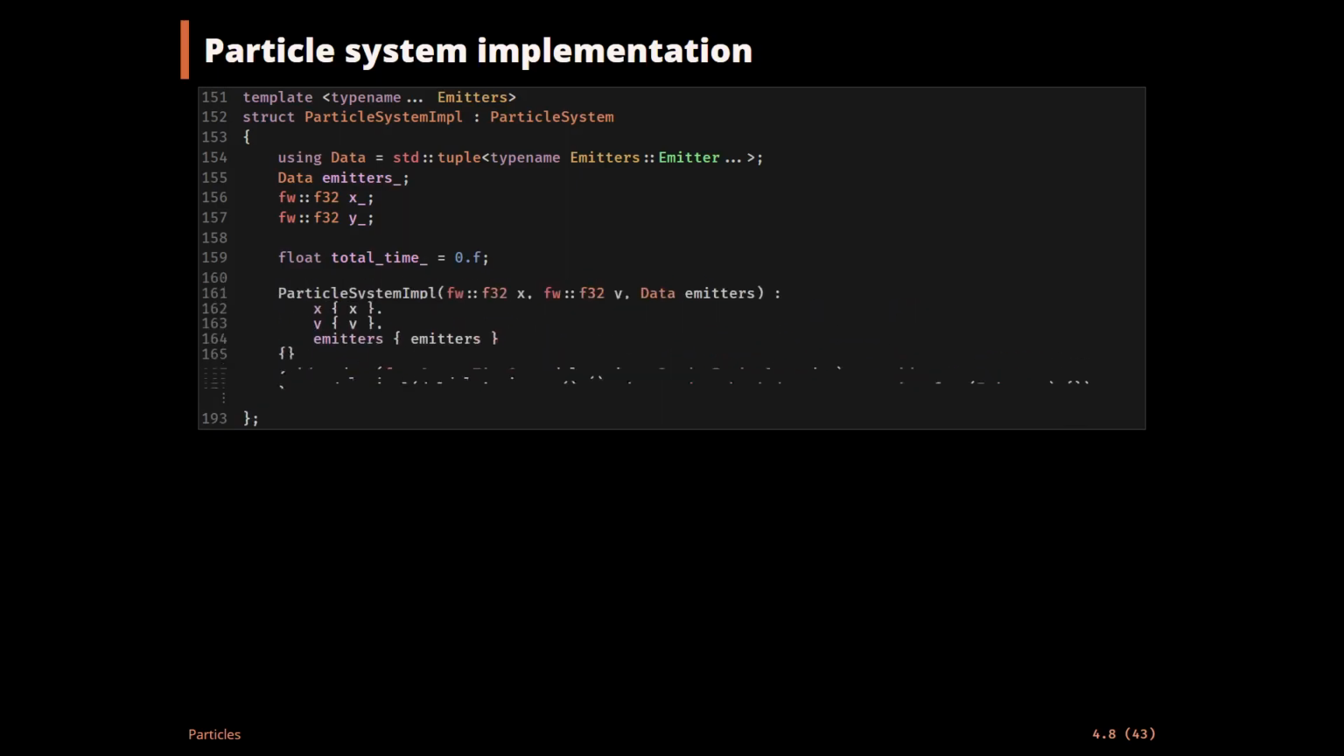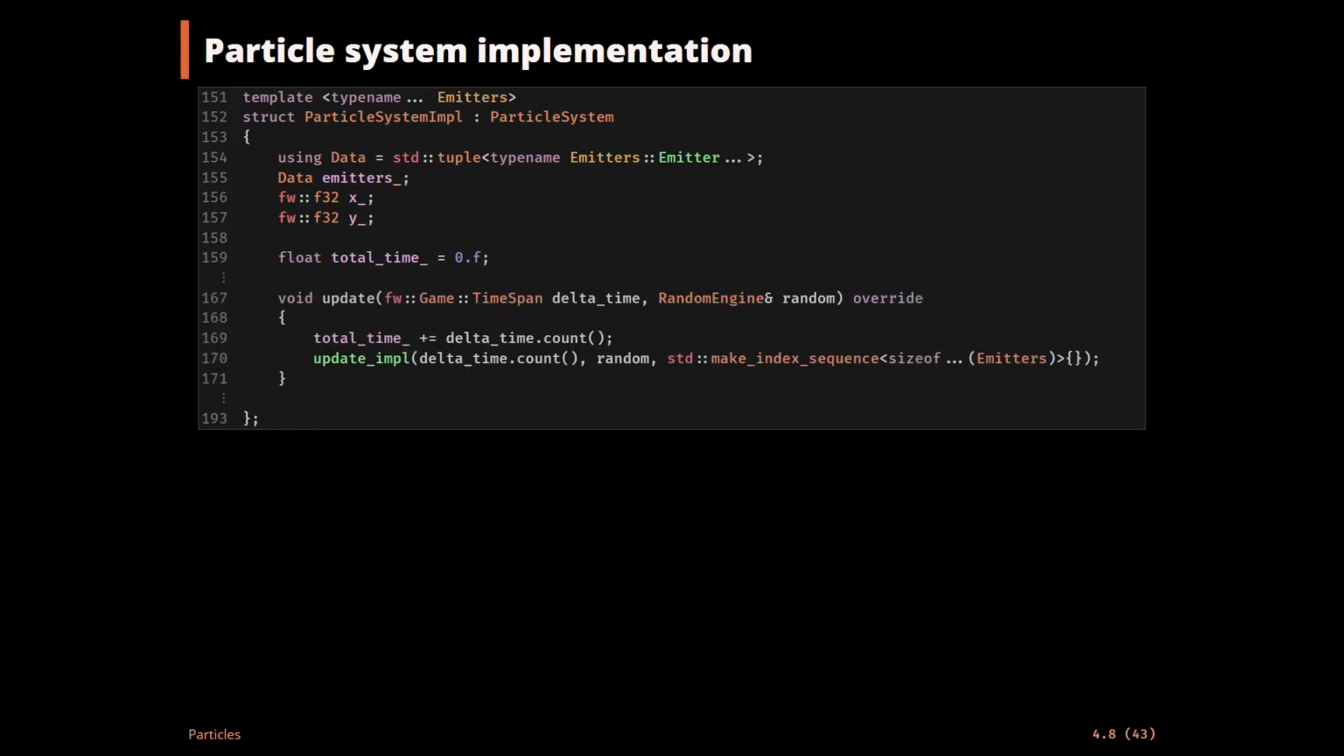Then the constructor just assigns these values. Right, so like I said, this is now running at runtime, so this is no longer compile time. But we still have some compile time parts. And then the update function takes a delta time and a random. Now the total time just gets incremented by the delta time.count. So we're just incrementing the total time by how much delta time has passed.